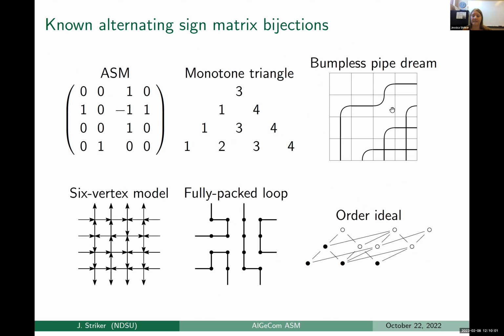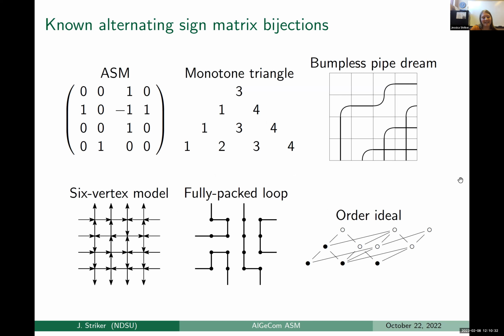And it turns out alternating sign matrices are in bijection with lots of other things. And I'm not going to tell you about how all of these bijections work, but I've already talked about the 6-vertex model. Shortly, we'll talk about fully packed loops and order ideals. And then later in the talk, bumpless pipe dreams, which have been of interest in Schubert calculus lately, will come up. And then there's also something called the monotone triangle, which is helpful for creating the poset that we'll look at.